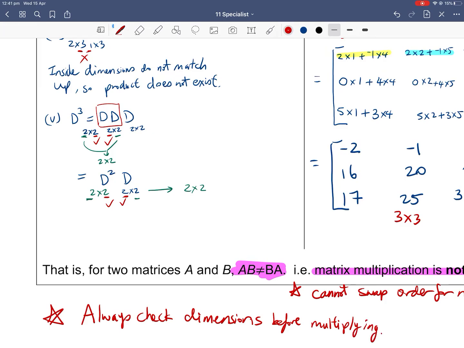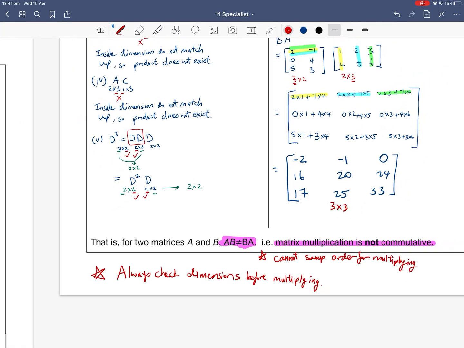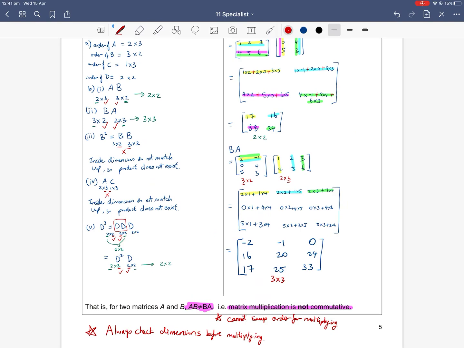Very, very important. In the next video, I'll show you how to type matrices in and multiply in your graphics calculator. It's very similar to adding and subtracting. And you can also test out what happens if you try to type in something which gives no result, like for example B squared. If you type in B squared in your graphics calculator, it will give you a math error because it can't be done because the dimensions don't match up.